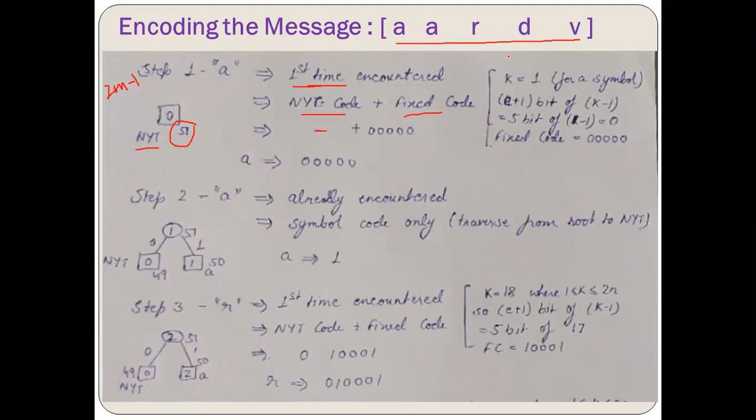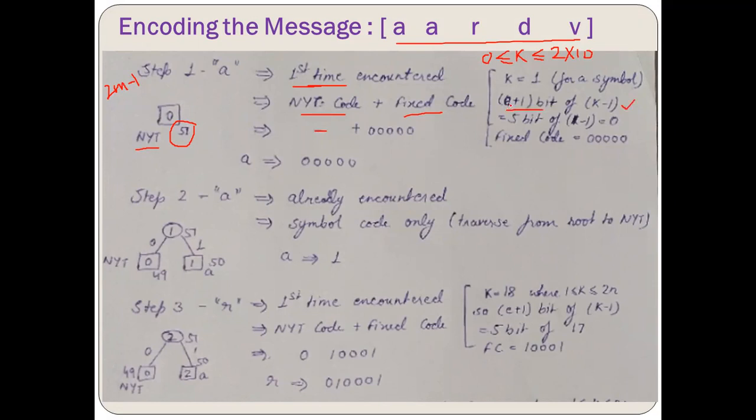Now I'm going to check the condition, whether K is lying between 0 to 2R. And what was R? R is 10. That means 2 into 10. Whether 1 is lying between 0 to 20? Yes, it is lying. So the condition is true. In this condition, what do I have to do? I have to generate the e plus 1 bit representation of K minus 1. This I have told you in the earlier slide.